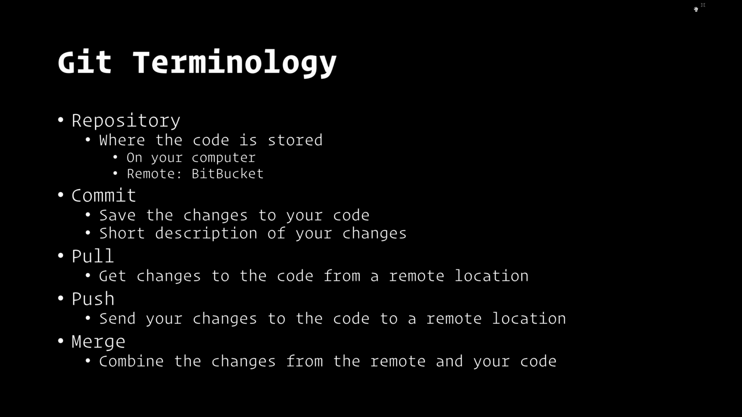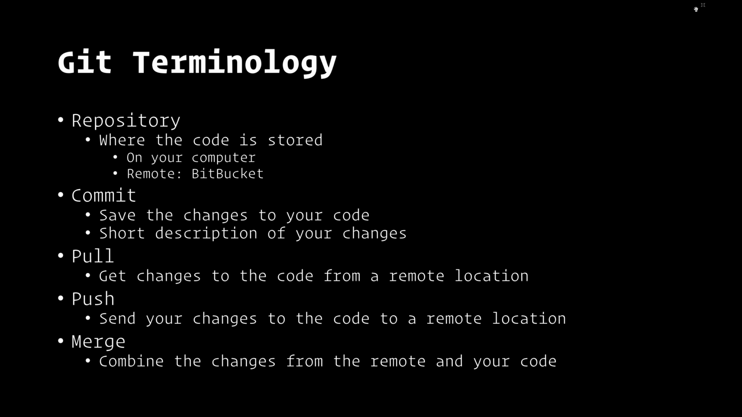Pulling is where you're getting your code from a remote location, so some other computer other than your own. That's like if you're working with a couple other people, you're all pushing to the same location, and now you're going to pull that code and work on it together, or work on it independently. So pulling is getting code from the internet or from somewhere other than your own computer. Pushing is sending your code and the changes to your code to another remote location. Like Bitbucket is where you're going to be pushing your code to.